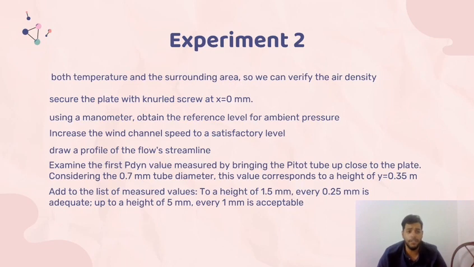Fourth is to increase the wind channel speed to a satisfactory level. Fifth is to draw a profile of the flow streamline. Sixth is to examine the first pressure, or dynamic pressure, value measured by bringing the pitot tube up close to the plate, considering the 0.7 millimeter tube diameter. This value corresponds to a height of y equals 0.35 meters.